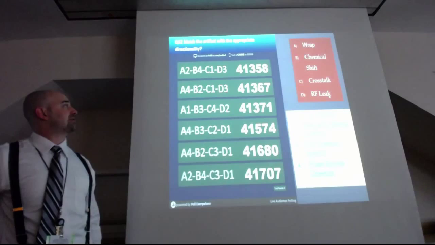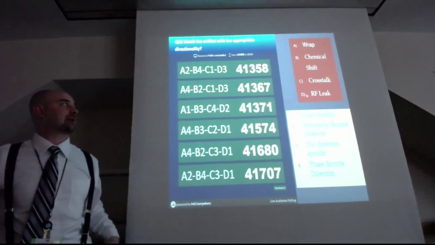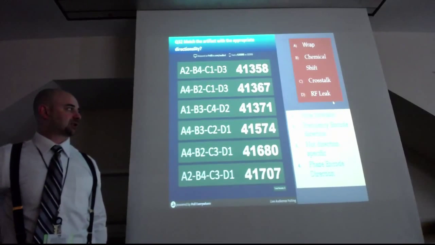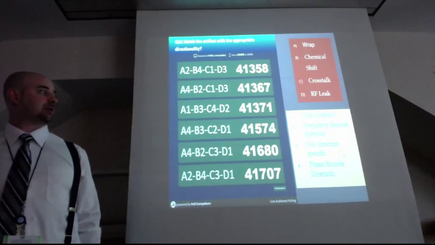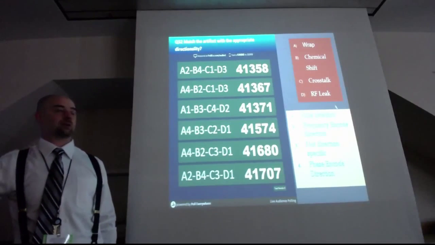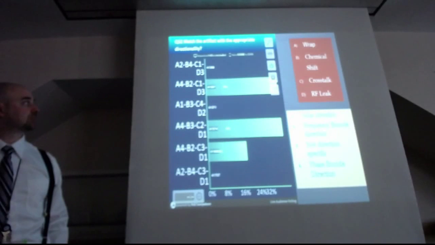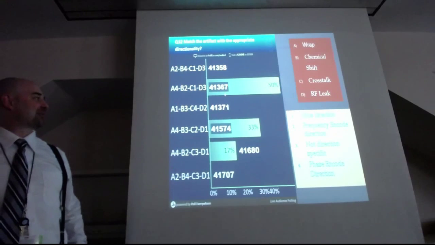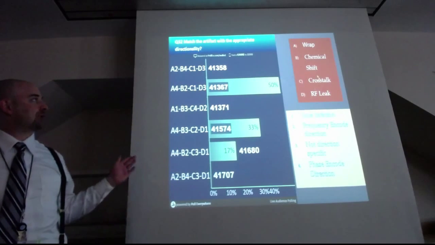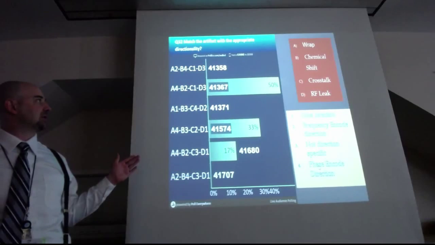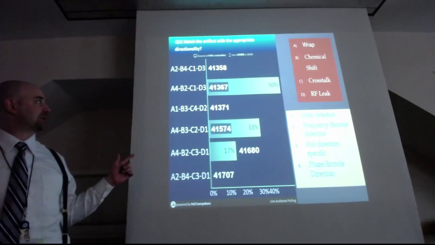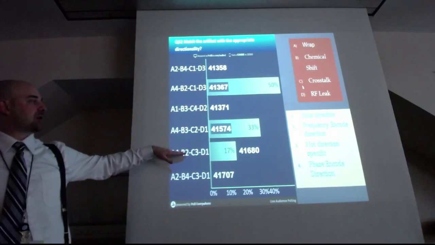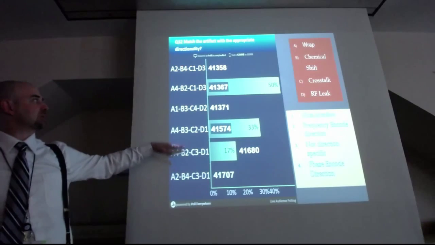Okay, match the artifact with the appropriate directionality. We got wrap, chemical shift, crosstalk, and RF leak, and then slice direction, frequency encode direction, node direction, or phase encode direction. So 50% of you said the right thing. Everyone knew that A, wrap, was the phase encode direction. B, chemical shift, is always in the frequency direction, so it's a B2 that knocks out this one. And then crosstalk, that's in the slice direction, so it should be C1.